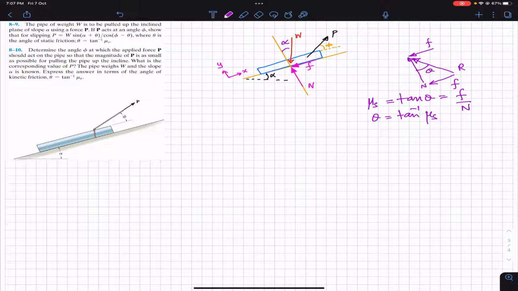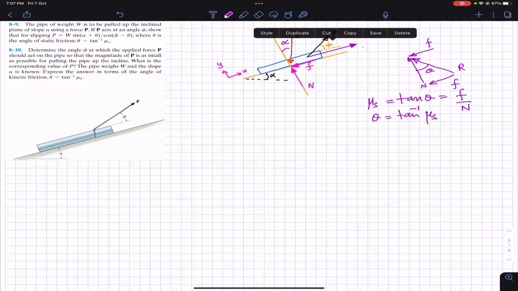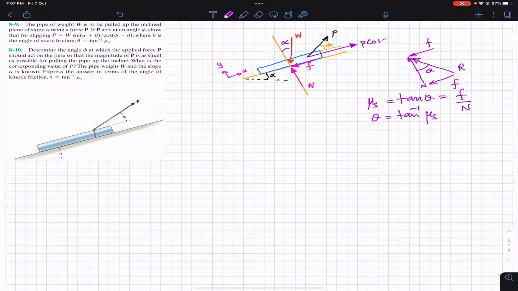For that I have to resolve this force P. This force P will have one component in this direction and one component in this direction. This one will be the cos component, P cos of phi, and we will have the sine component like this. This one will be P sine of phi, remember.